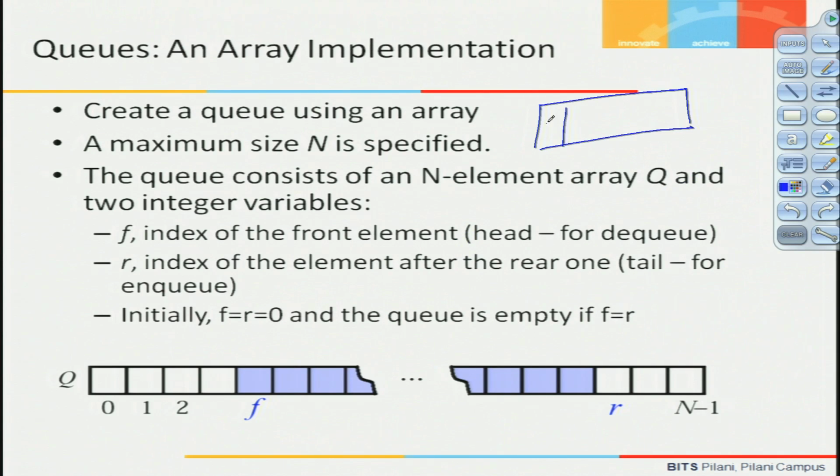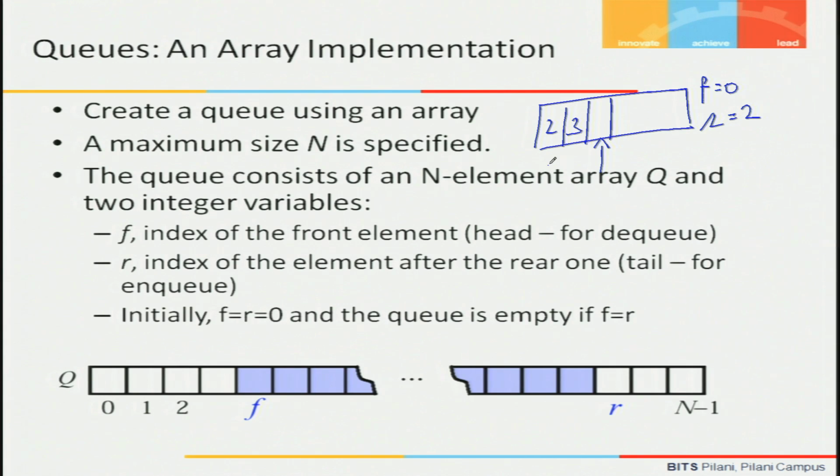Suppose I have 2 and 3. So f is 0, r is 2, r is pointing to this location. Now suppose you want to delete an element. Now if I delete an element, we know it has to be in the front. So what you do is you simply update your f. Initially recollect f is pointing here, I am just going to update my f here. So my f is now going to be pointing here.